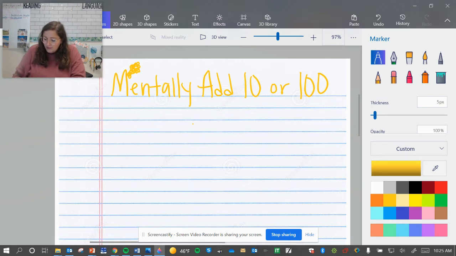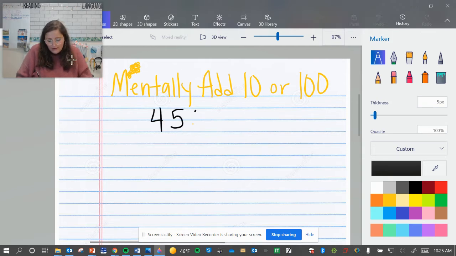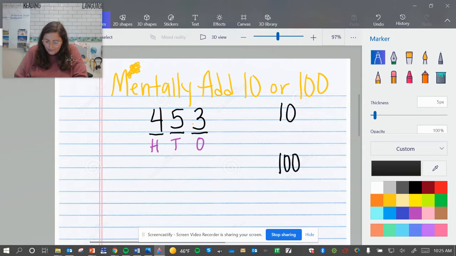So just a reminder that in a number, let's say I have the number 453, I have 3 places in this number. I have the hundreds place, the tens place, and the ones place. So let's look at the number 10 and the number 100. I have 3 places in the number 100 and 2 places in the number 10.